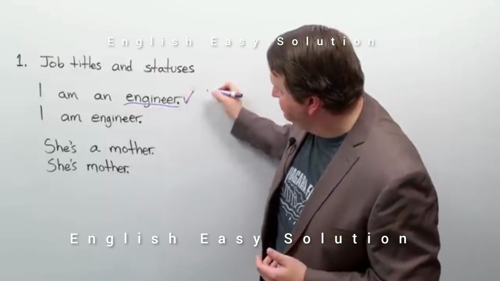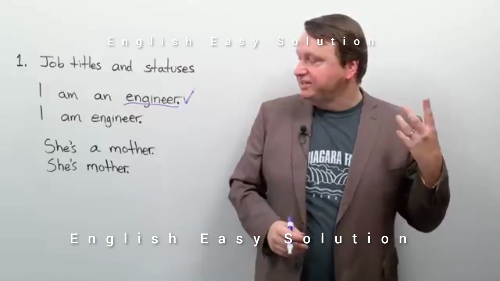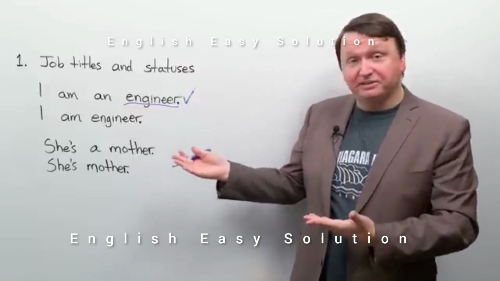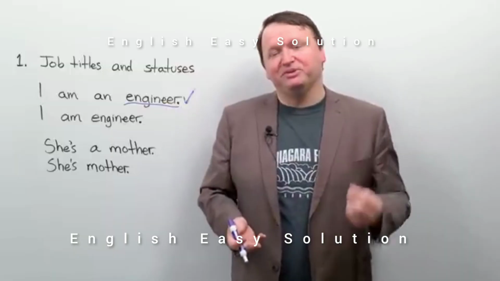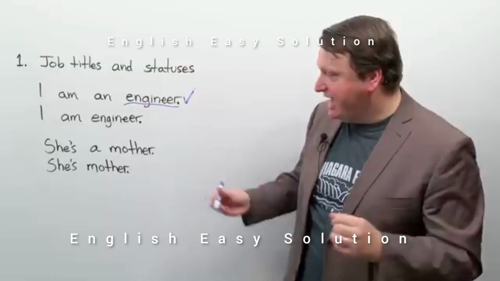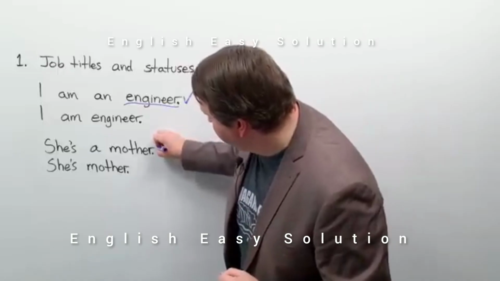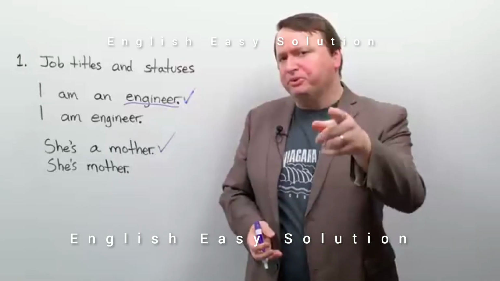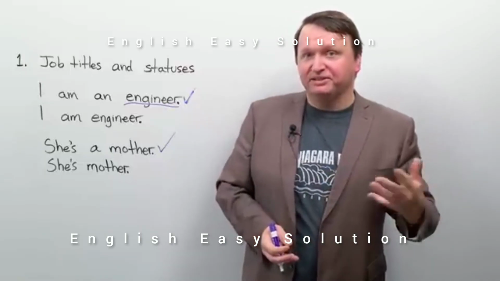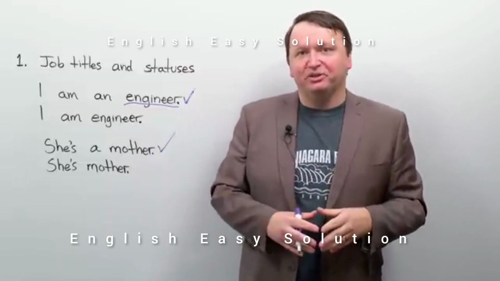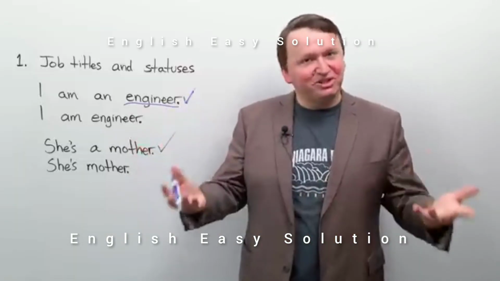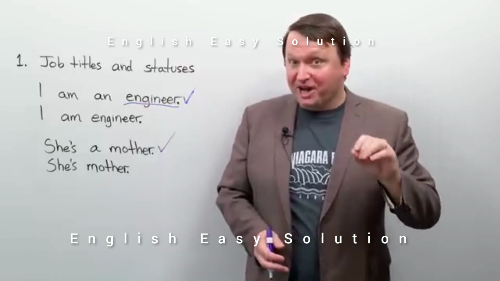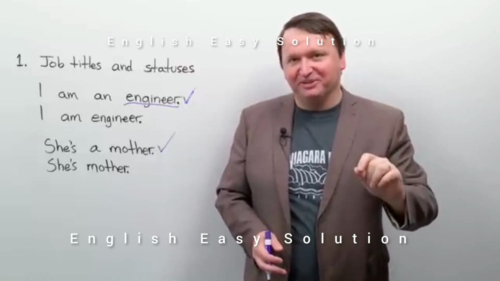I am an engineer. Next, she's a mother or she's mother. Well, we just learned that you need an article when you talk about your job or your status. So, of course, the answer is she's a mother. So let me ask you, what do you do? Are you a student? Are you a father? Are you an engineer? Are you a teacher, perhaps? So don't forget, when you talk about your status or your job, you need to use the article.